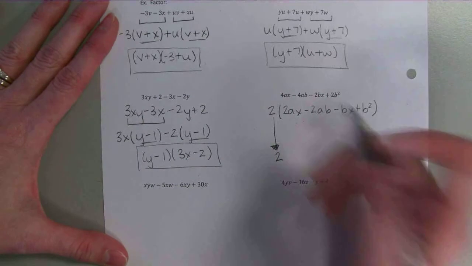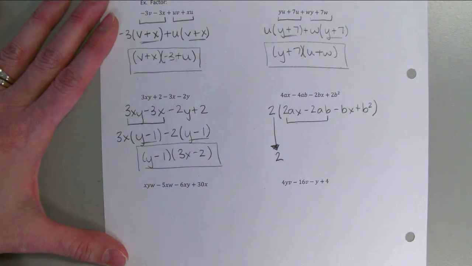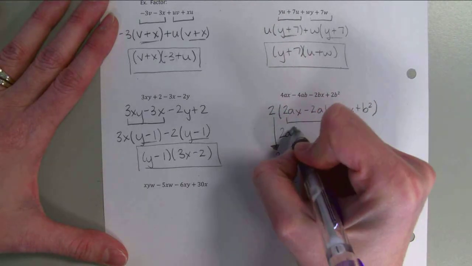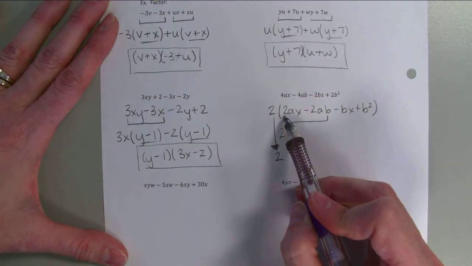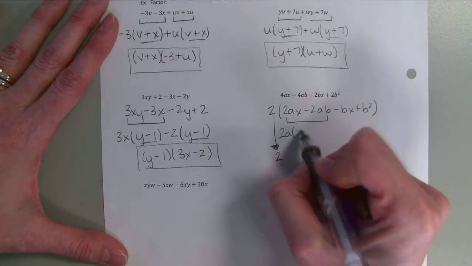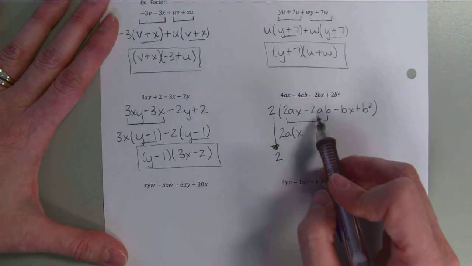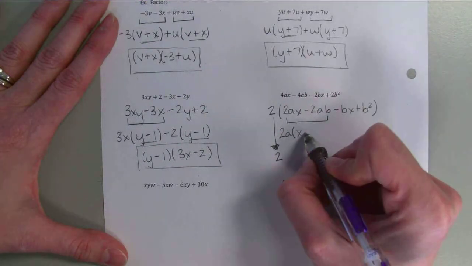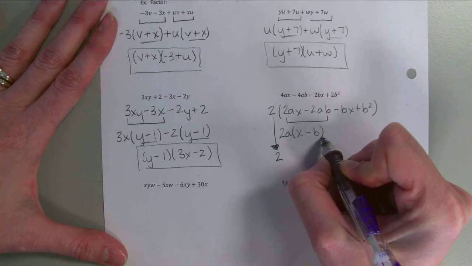So looking at the first 2 terms, what can you factor out of 2ax and 2ab? 2a. When you pull out 2a from 2ax, that leaves you with the x. When you pull out 2a from the 2ab, that just leaves you with a minus b. Does that look okay so far?